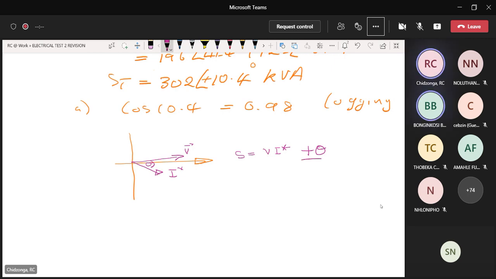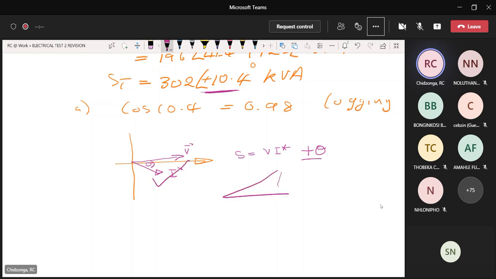Because the current was lagging, in other words, it had a negative angle, but when I compute the apparent power, I take the conjugate of the current, which changes the angle to positive. This is what you are seeing here. If I ask you to calculate the current for this scenario, you must know that the current is going to come up with an angle of minus 10.4, because this shows the load is inductive. This is an inductive scenario.